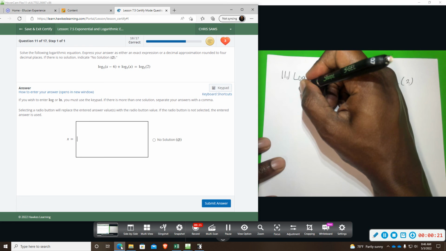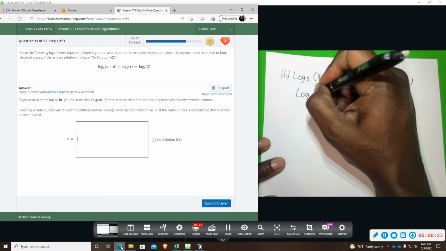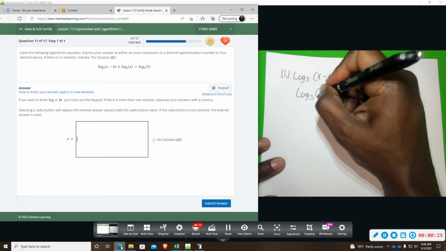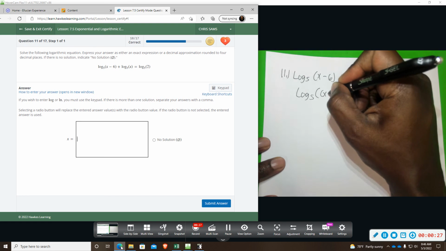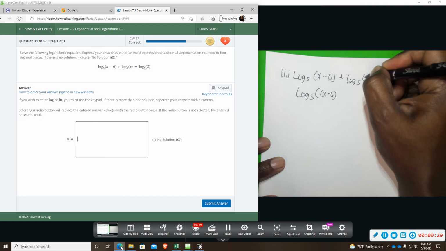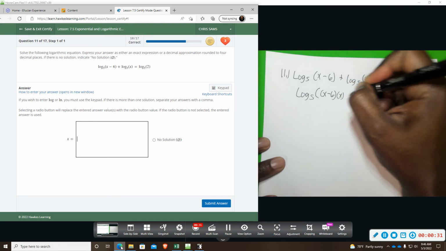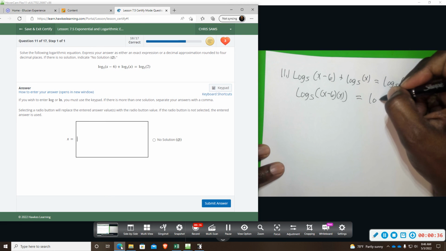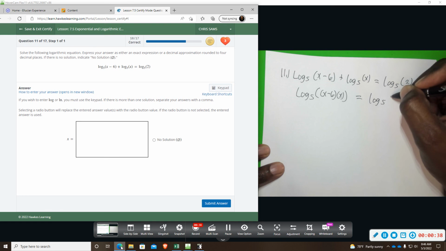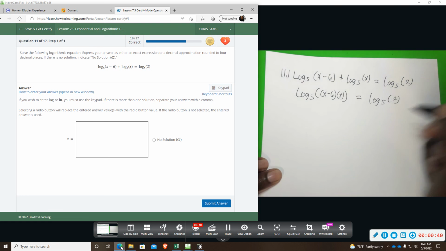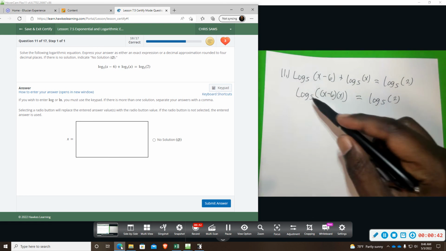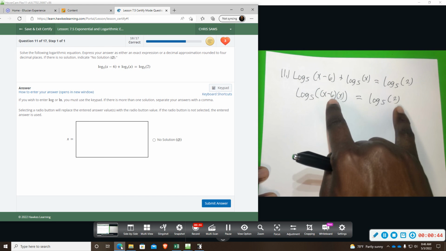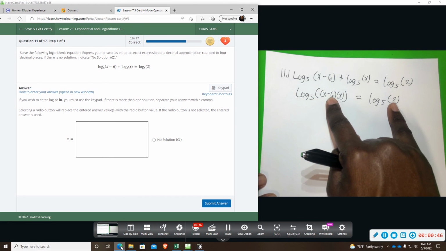So we're going to have log base 5 of x minus 6 times x as the argument for the left side, and then we're going to have log base 5 of 2 as the argument for the right side. Now that we have just one log on each side, we're going to work on setting the inside arguments equal.